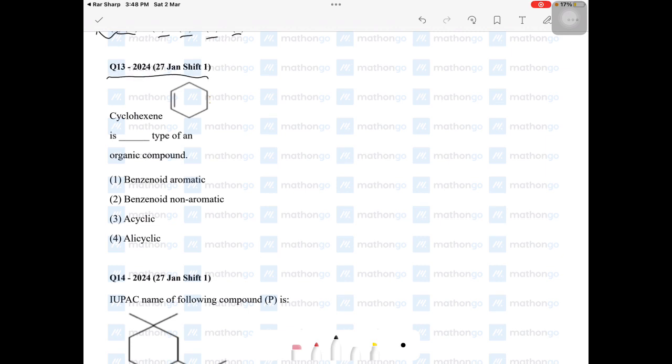Question number 13. Cyclohexane is a type of organic compound. Benzenoid, no benzene ring. Non-benzenoid, non-aromatic, no benzene ring. Acyclic, it is a cyclic compound. Aliphatic cyclic compound, that's why it is alicyclic. Option 4 is correct.